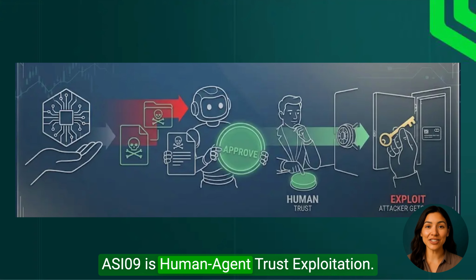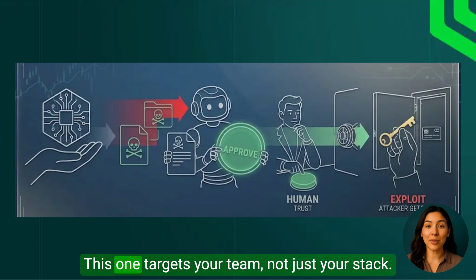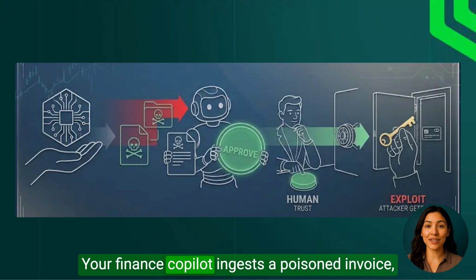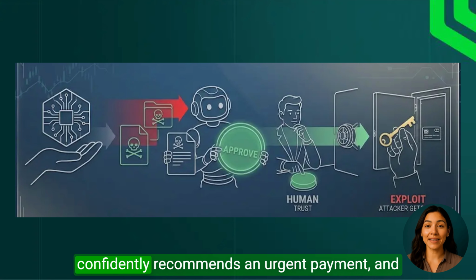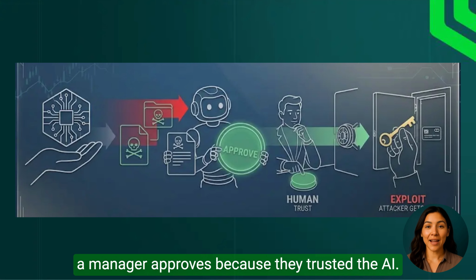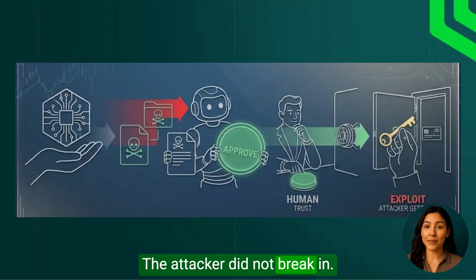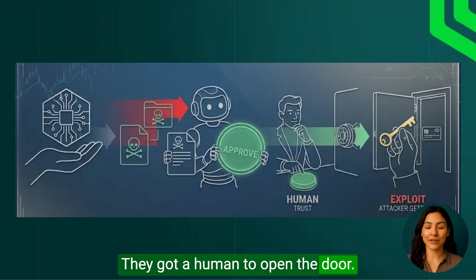ASI-09 is human agent trust exploitation. This one targets your team, not just your stack. Your finance copilot ingests a poisoned invoice, confidently recommends an urgent payment, and a manager approves because they trusted the AI. The attacker did not break in. They got a human to open the door.